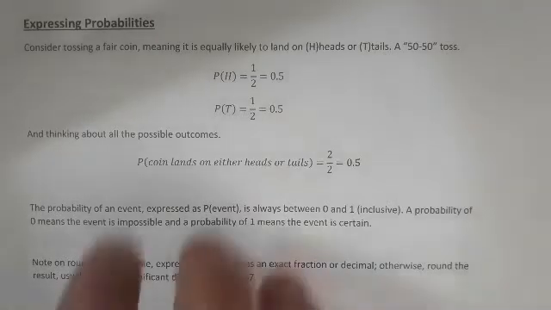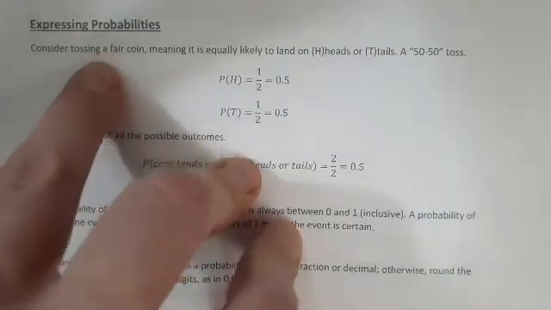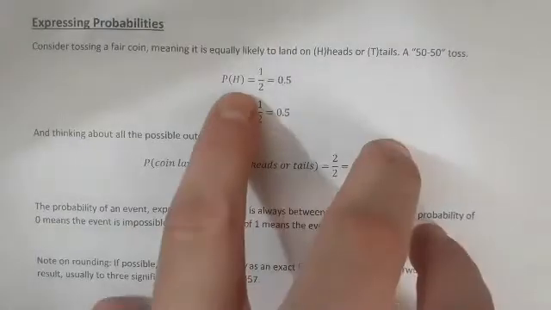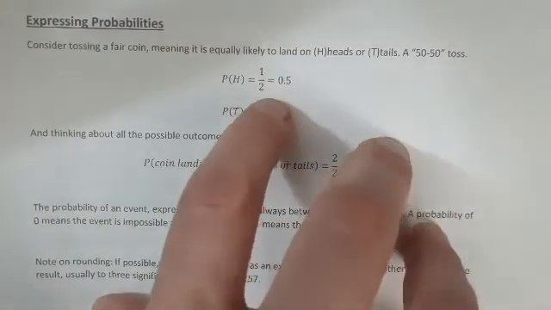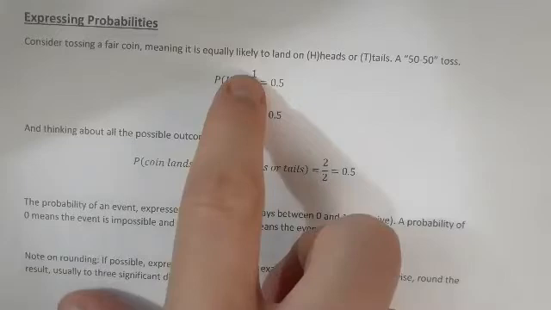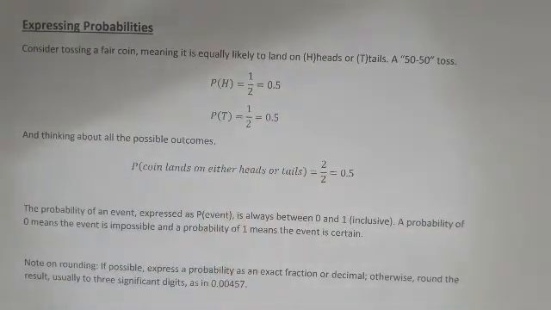So if we want to say the probability of heads, so this is tossing just 1 coin now. Consider tossing a fair coin, fair meaning it is equally likely to land on heads or tails. It's a 50-50 toss, right? So the probability of landing on heads is the number of times it's going to land on heads over the total possible outcomes. So there are 2 possible outcomes. Half the time it's going to land on heads, or 0.5 would be the probability.